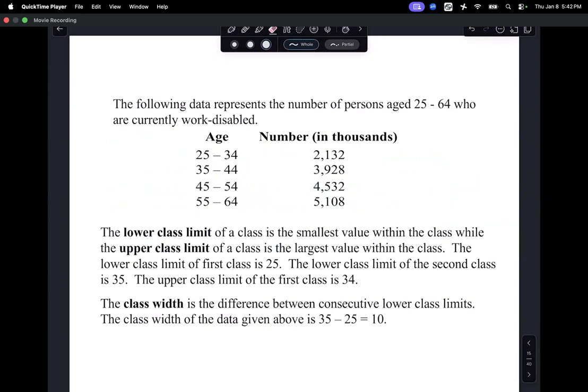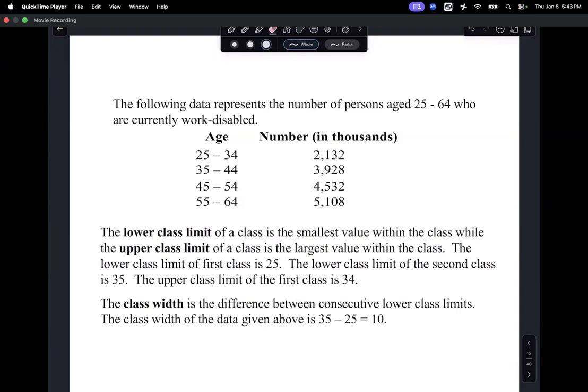This is it right here. The following represents the number of people ages 25 to 64 who are currently work disabled. Now, it wouldn't make sense for me to have a different bar on my histogram for 25, 26, 27, 28, all the way up to 64. It would not make sense to do that. So we put it into categories. So it's 25 to 34, 35 to 44, etc.